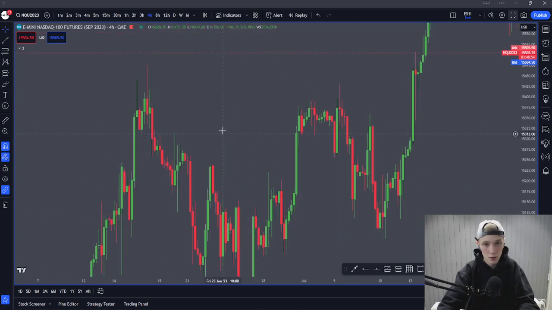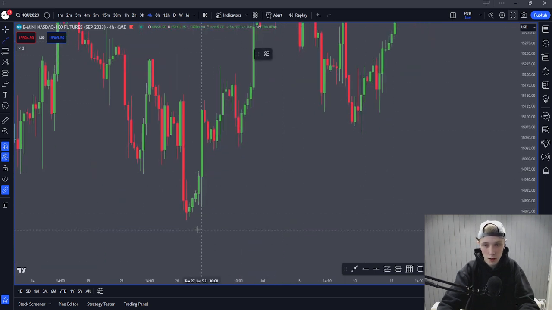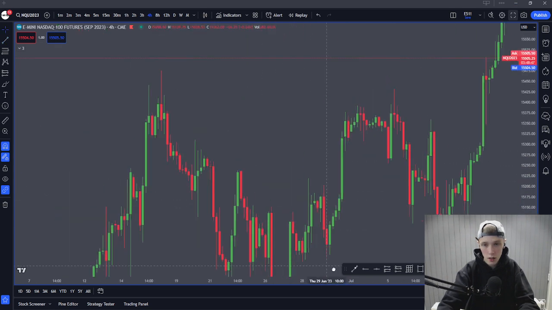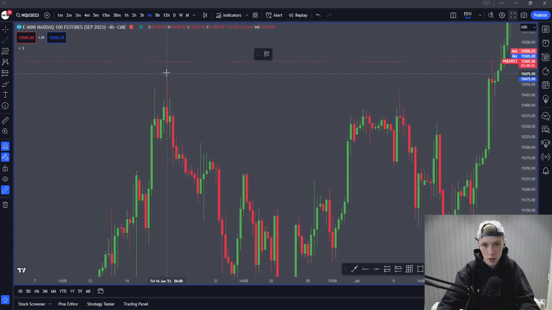I think that should be enough for liquidity. But yeah, sell side liquidity is this right here. Sell side and buy side liquidity would be something like this up here.